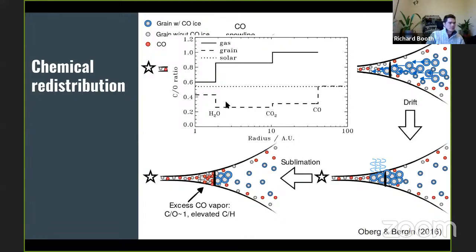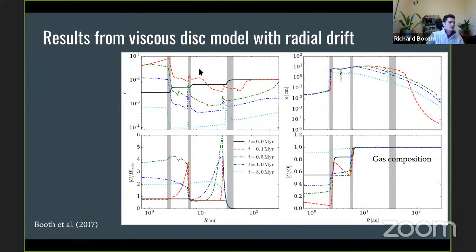And that's going to change, for example, the C/O ratio. Okay. So what I then did was I took a sort of a simple model for a protoplanetary disk, which is what you consider more or less to be the state of the art of our understanding of how gas and dust evolve in disks at the moment.